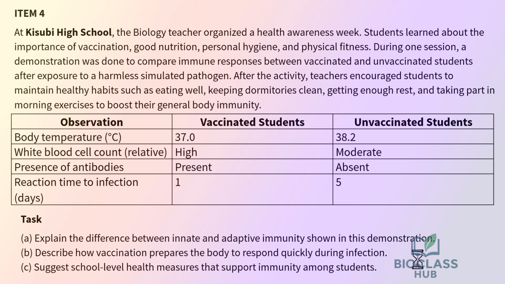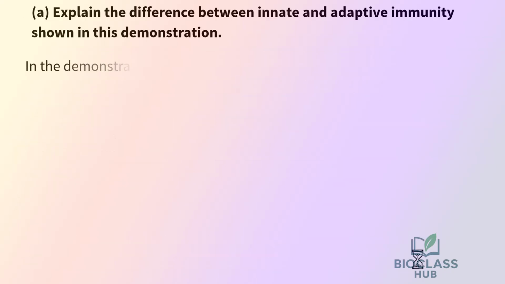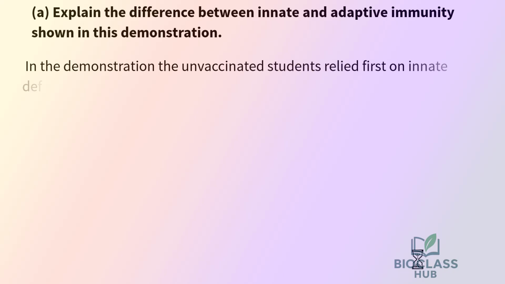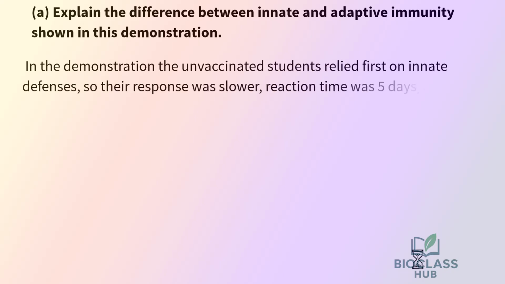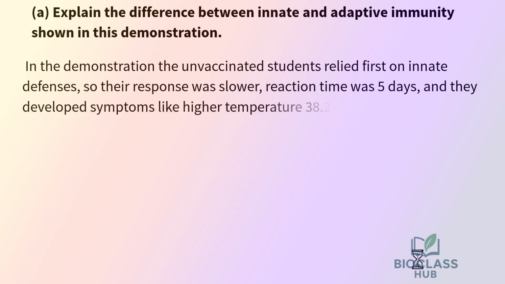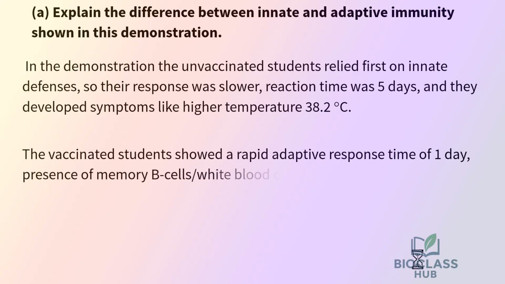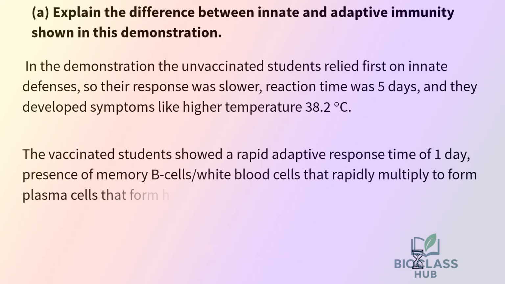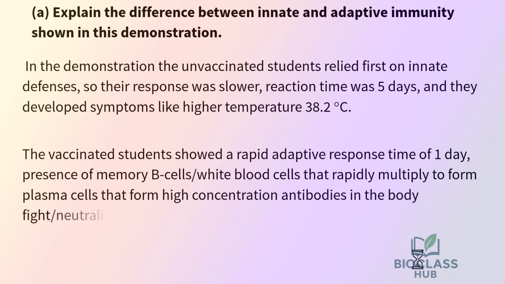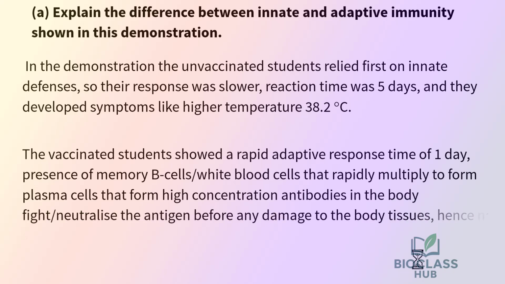In the demonstration, the unvaccinated students relied first on innate defenses, so their response was slower. Reaction time was 5 days, and they developed symptoms like a higher temperature, 38.2 degrees Celsius. The vaccinated students showed a rapid adaptive response time of 1 day, with the presence of memory B cells, white blood cells that rapidly multiply to form plasma cells that produce high concentrations of antibodies to fight or neutralize the antigen before any damage to the body tissues, hence no symptoms.